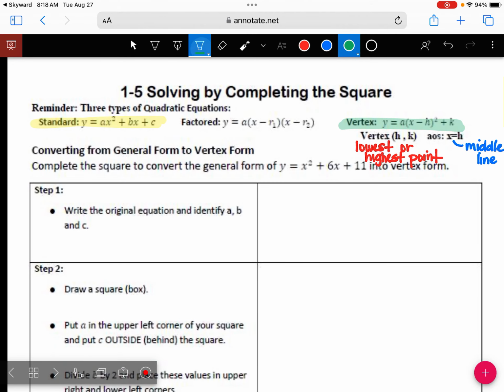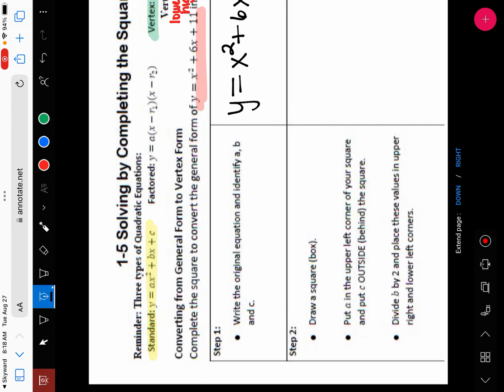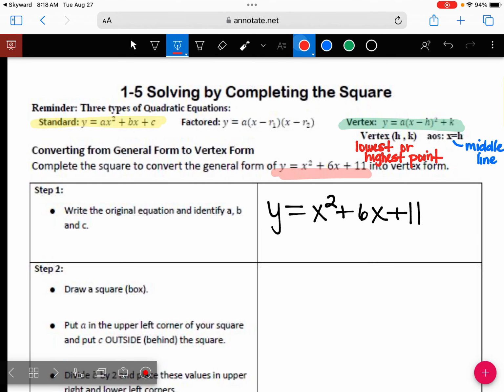So the first thing you want to do, this is my original equation. First thing we're going to do is just write that equation and identify your A, B, and C. So what would be your A, B, and C in this equation? Yep, 1, 6, and 11. So A is 1, B is 6, and C is 11.